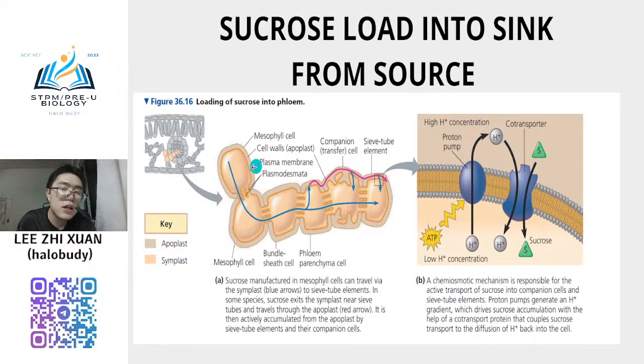the pathway mostly used in sucrose transport from the mesophyll cell into the phloem sieve tube is the symplast pathway. So they will finally enter the sieve tube element.